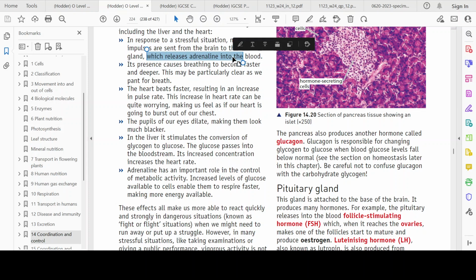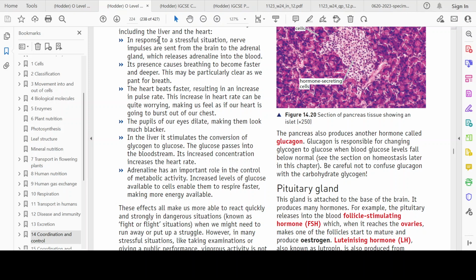Its presence causes breathing to become faster and deeper. This may be particularly clear as we pant for breath. So in a stressful situation, not like when you're running. Of course, when you're running, it does sort of get your adrenaline moving as well. But there's more of a physical response and need for respiration, more energy, and so more breathing, so there are those factors as well.